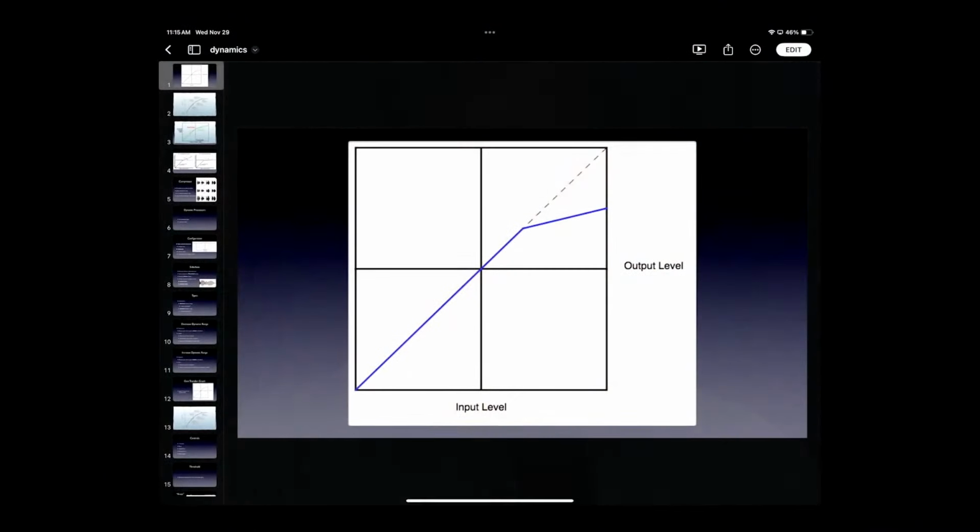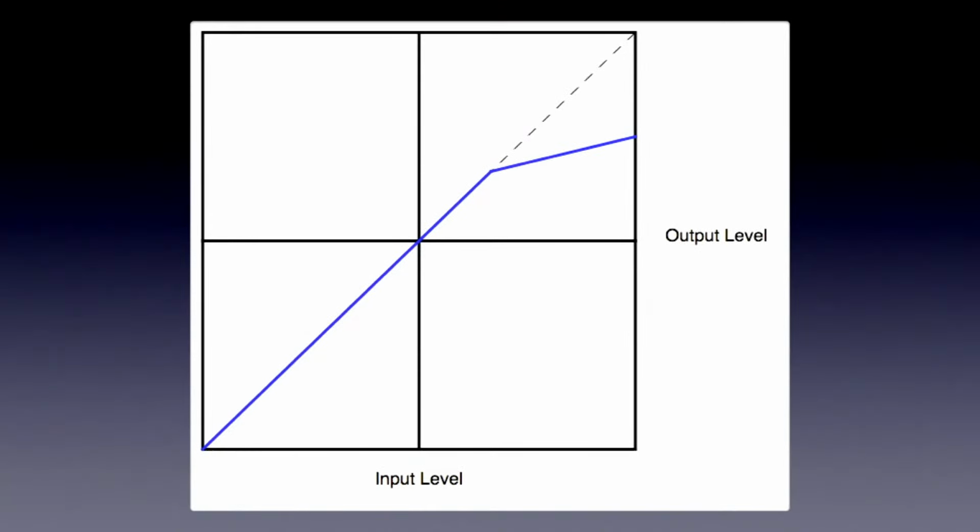So you'll commonly see this gain transfer curve. This is showing a very simple compressor here, and the dashed line that goes from the bottom left to the top right is a 1-to-1. Whatever comes in goes out, no change.